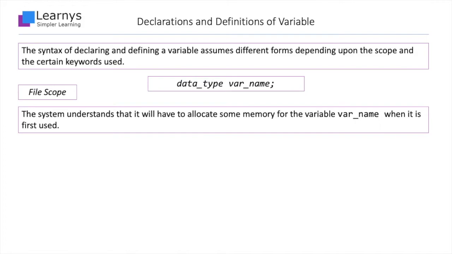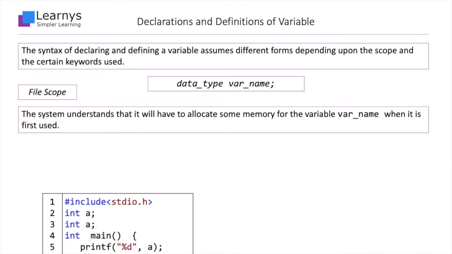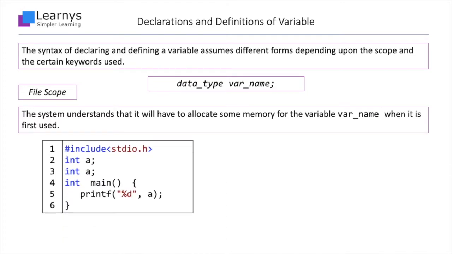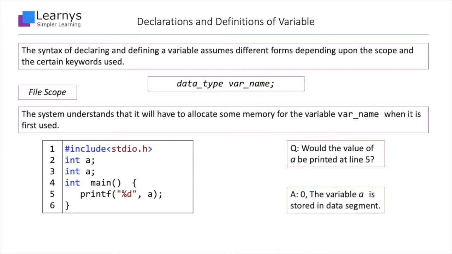used. Consider this example. Since in the file scope, the above statement is only a declaration, multiple such statements are allowed. The variable would be defined at statement 5 when it is first used. And an aside here, would the value of a be printed at line 5? The value 0 would be printed. The variable a is stored in the data segment and has a default value of 0.